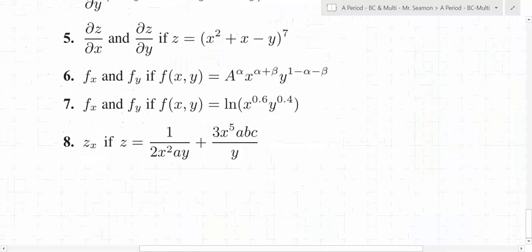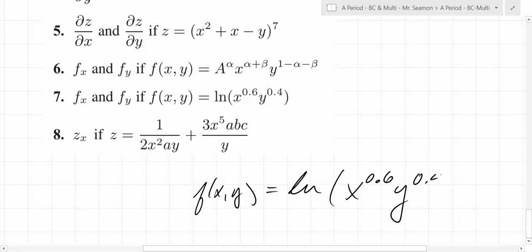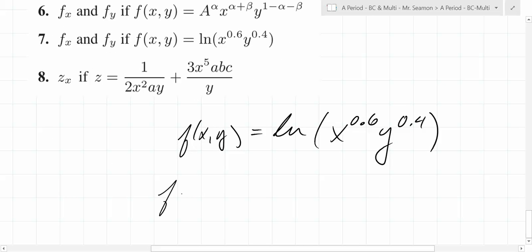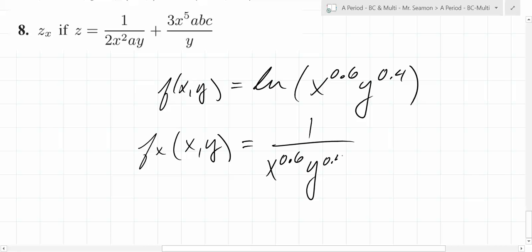Okay. So for number 7, for fx, what do we have here? f(x,y) is equal to ln of x to the 0.6, y to the 0.4. Nice. So fx, you treat everything besides x as a constant. So what's the derivative of natural log? 1 over x to the 0.6, y to the 0.4, right? Times the derivative of the inside, right? You're treating y as a constant, so what's it going to be? Y.